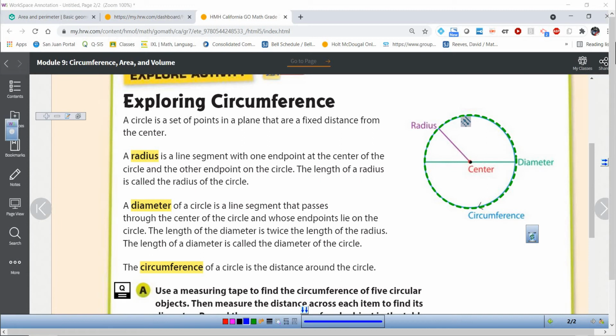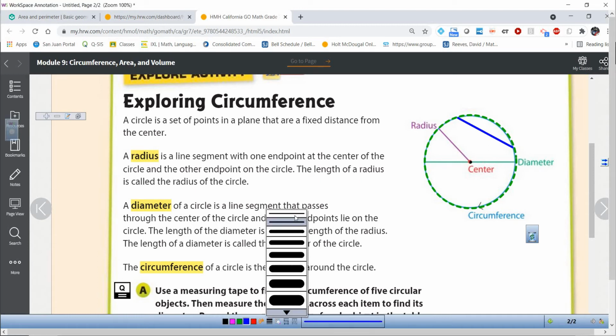Now, they have a vocabulary word that they left off that I would like to add, and I'm going to add one more segment on here that they don't have. This is going to be called a chord. I'm going to go ahead and label that, C-H-O-R-D. That is a chord. A chord on a circle is any segment that goes from one point on a circle to another point on the circle.